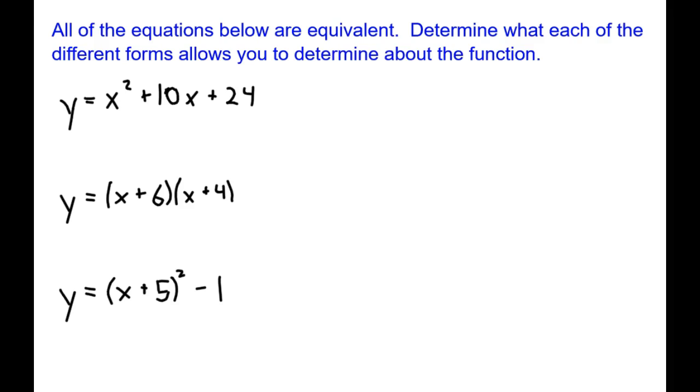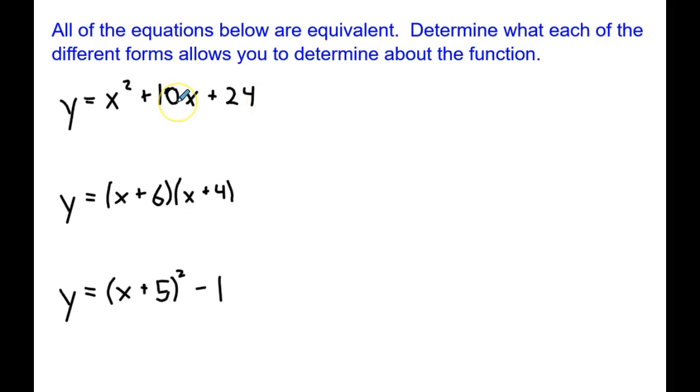In the first example, we're told that all of the equations below are equivalent. Determine what each of the different forms allows you to determine about the function. So in the first one, we have standard form, and then we have factored form, and then we have vertex form. So first, talking about standard form. What does this allow us to quickly determine about the function, about the graph?